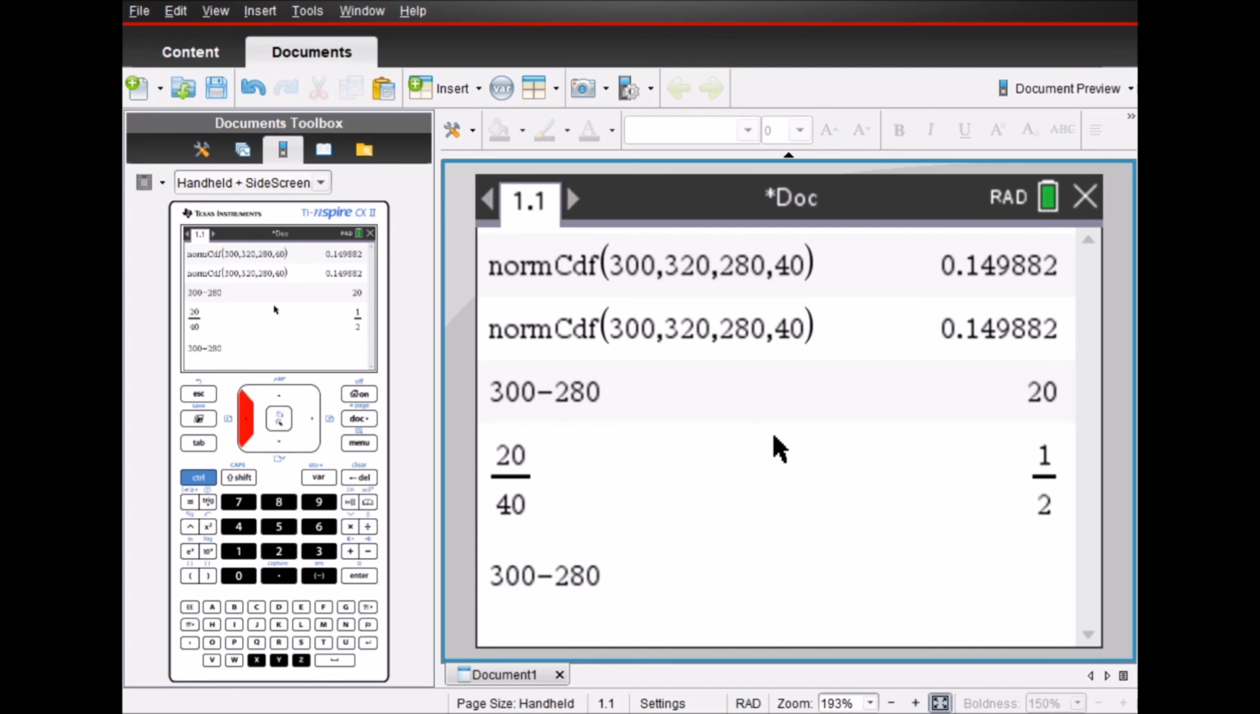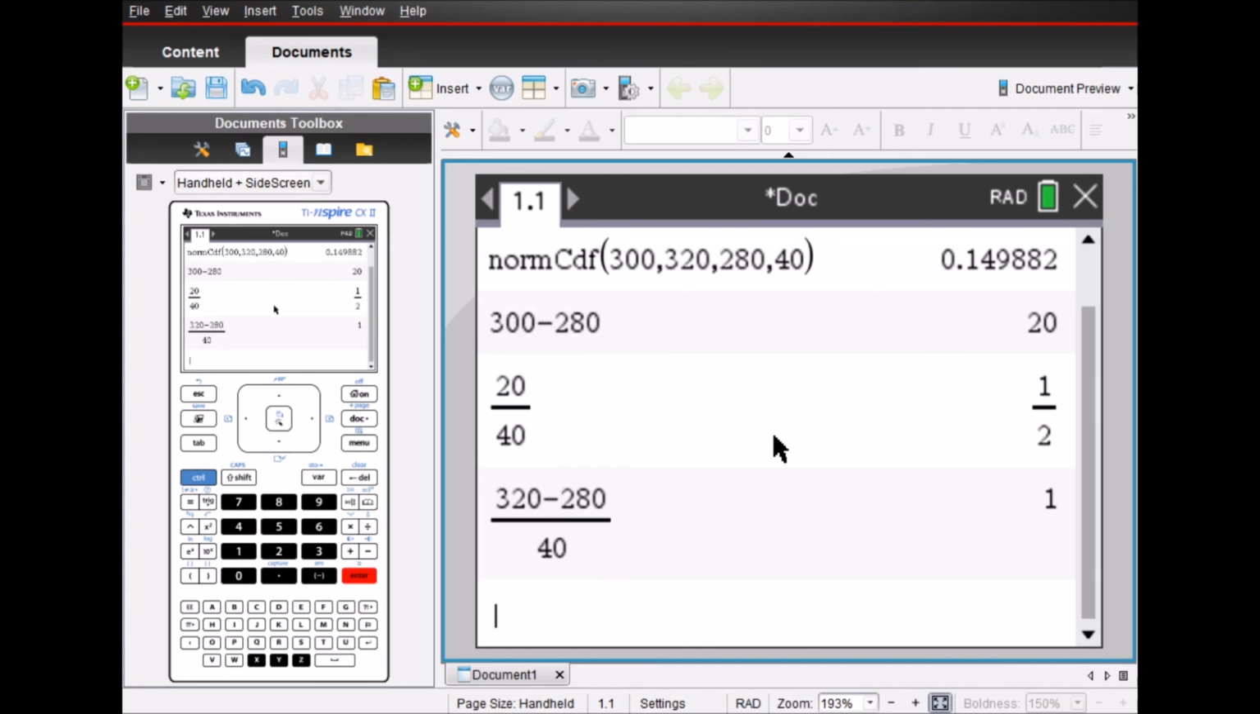And then we're going to do 320 minus 280. We'll just actually throw parentheses around it this time and divide. So that's going to give us a z-score of 1. Now the reason I'm showing you this is I want to show you how to do NORMCDF with the standard normal curve, which has a mean of 0 and a standard deviation of 1. This is when you're putting z-scores into it.